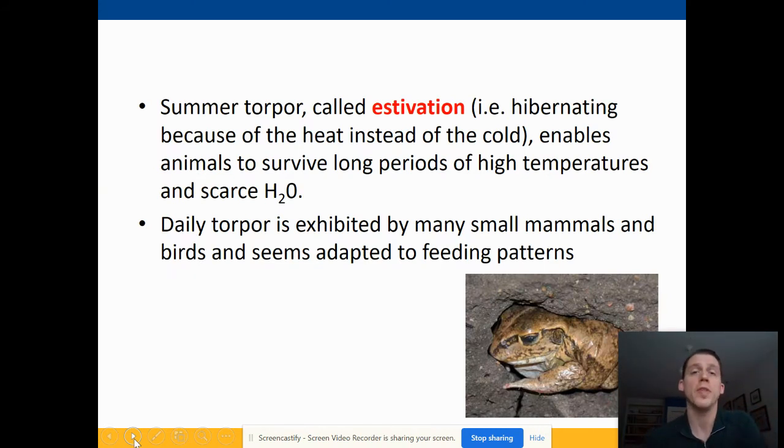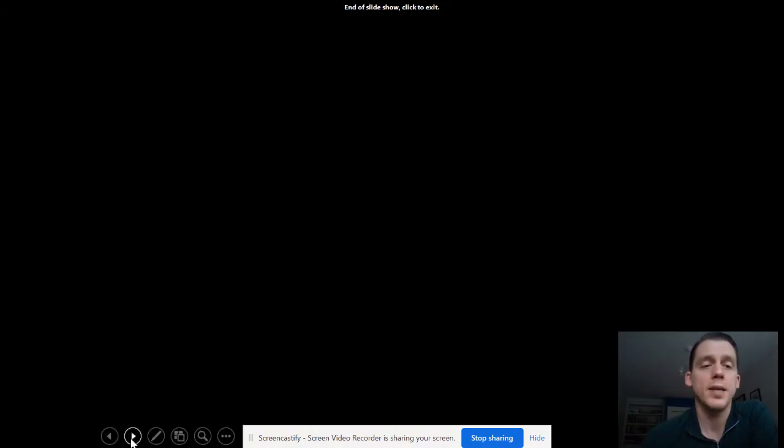Now, there's something else called estivation, summer torpor, where we're hibernating because of the heat instead of the cold. It allows animals to survive long periods at high temperatures. So this is really something to help animals deal with scarce water or temperatures that are extremely high. So, yeah, those are two adaptations.